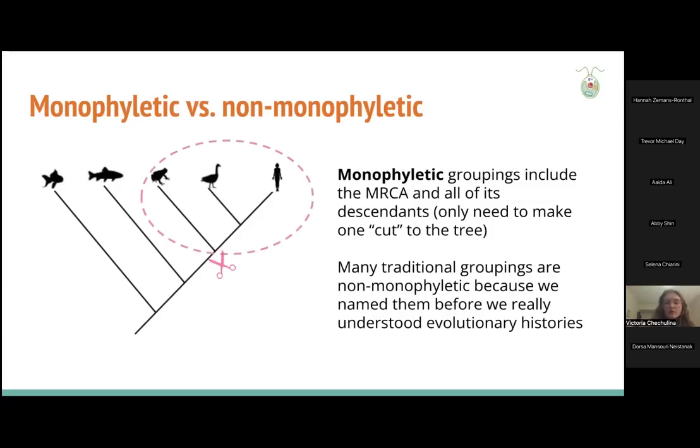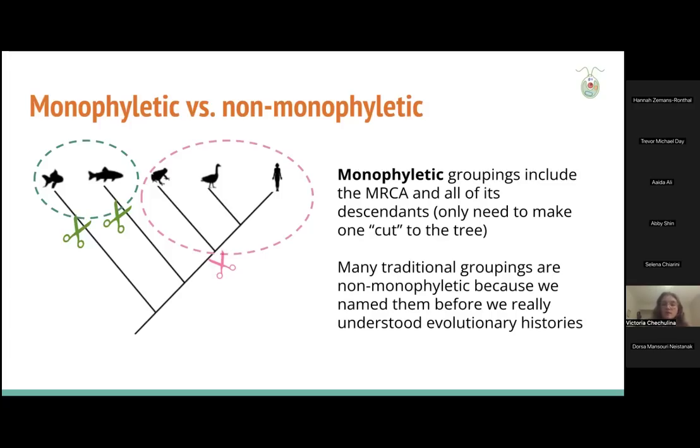Yeah, so if I'm looking at the frog, the duck, and the human, these species are monophyletic because their most recent common ancestor is right at that point in time where the scissors are cutting. And all of the descendants of that MRCA are included in this group. If I draw a circle around them, I only need to make one cut to the tree. So this is monophyletic. On the other hand, if you could just click forward one, the fish and the shark are not monophyletic because if I try to draw a circle around them, you see I have to make two cuts. Even if I try to extend the circle to the bottom, it doesn't work out.